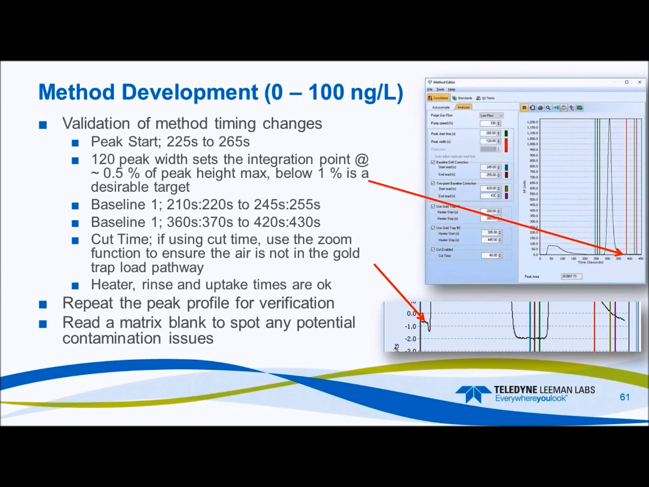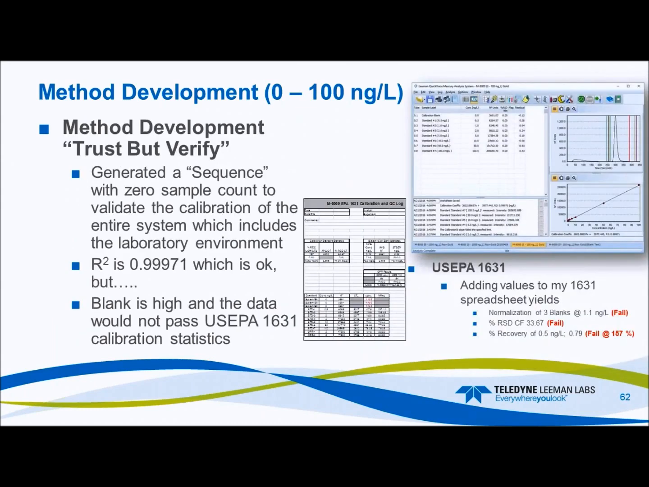So let's go ahead and repeat the peak profile for verification, and then we'll read the matrix blank to spot any potential issues. So I generate a sequence, 0 sample count, to validate the calibration. And this is going to include the entire system, which includes the laboratory. My R-squared is 3 9s, and I think that's okay. Most methodologies require 2 9s and a 5, but my blank's a little bit high. It's around 3,600 HF units, so I have a spreadsheet, and I can pop all the values into the spreadsheet.